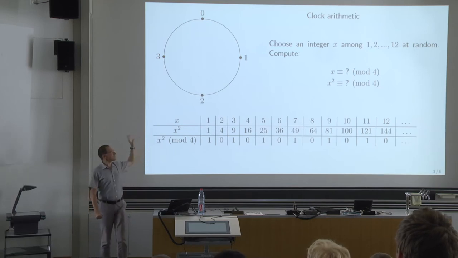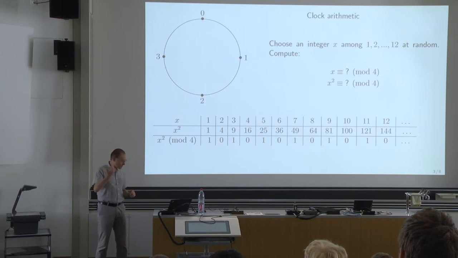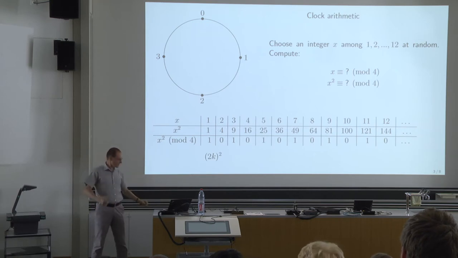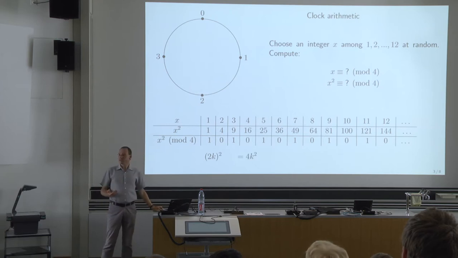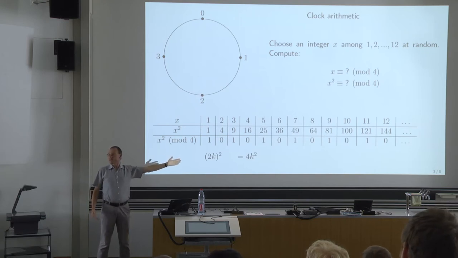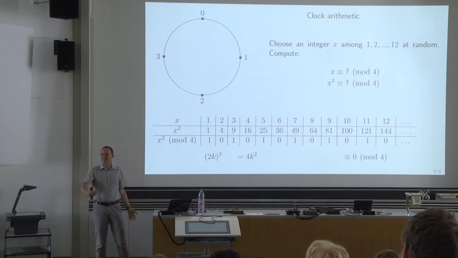Let's prove it. Let's prove that for any integer that you pick, not necessarily between 1 and 12, the square is either 0 or 1 mod 4. Never 2, never 3. How do you prove it? Let's prove it. Yes? Absolutely. Take an even number. An even number has the form 2 times k. When you square it, so you have to take 2k squared, it's 4 times k squared. Now, read this off. What is this saying? It's 4 times something. It's divisible by 4. It's congruent to 0 mod 4. That's what it means.